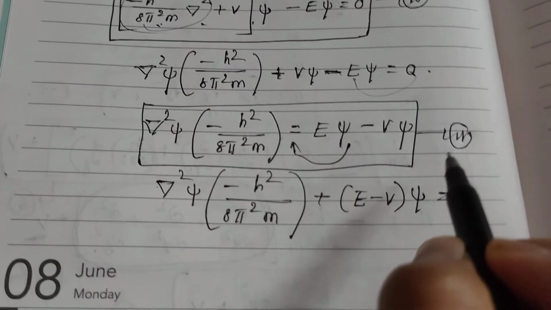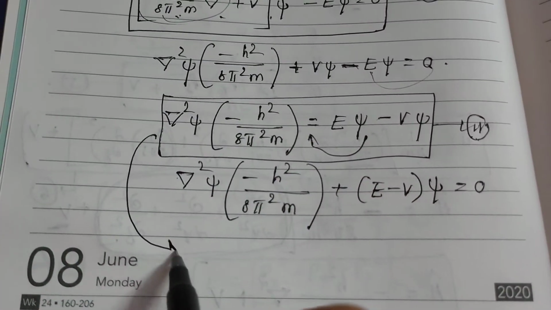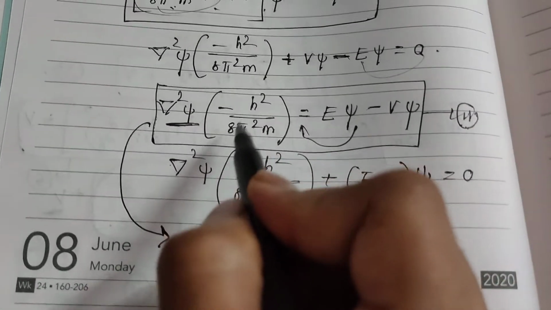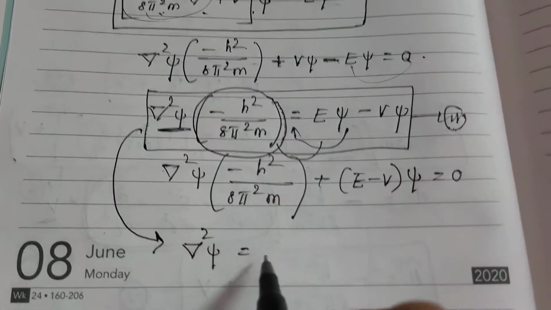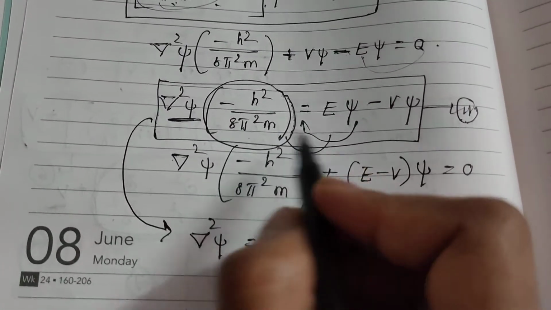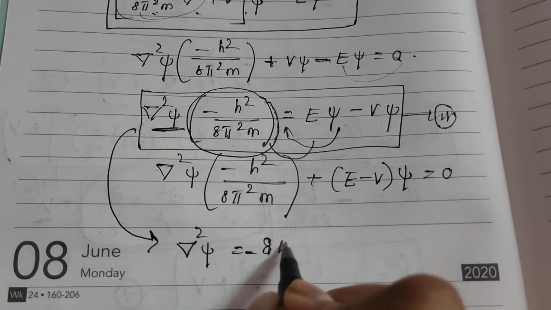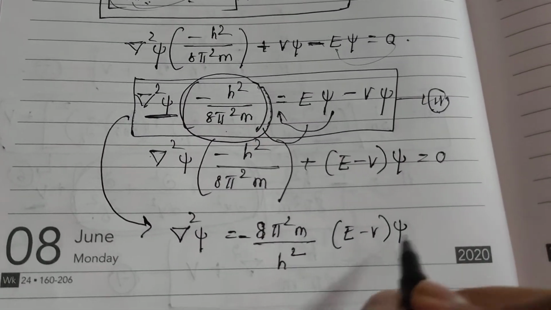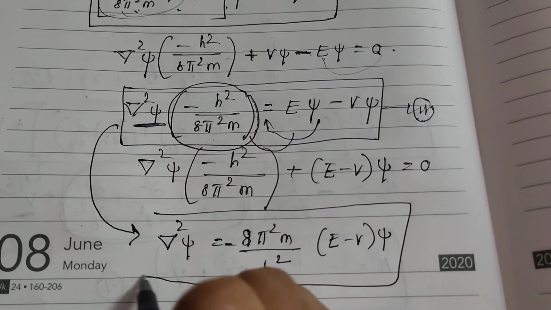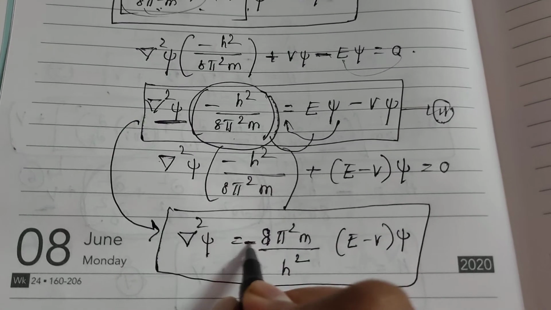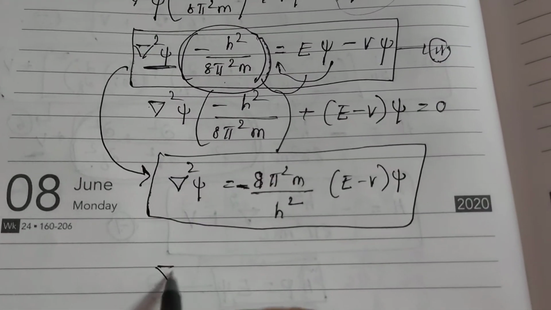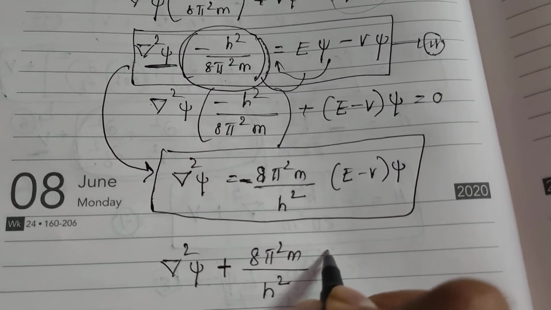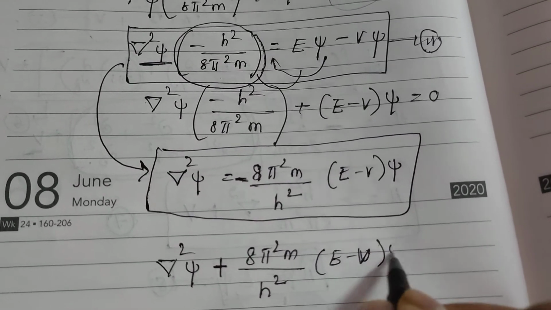So equation 11 can also be written in another form. If we want only the del square psi value, you can take this entire term to the other side, and it becomes opposite, that is minus 8 pi square m upon h square (E minus V) psi. You can write this if you want to find del square psi. Or else if you take the entire term this side, you can write del square psi plus 8 pi square m upon h square (E minus V) psi equals 0.